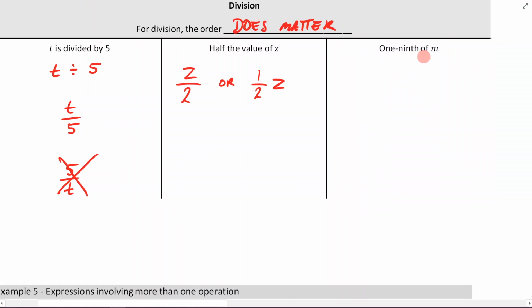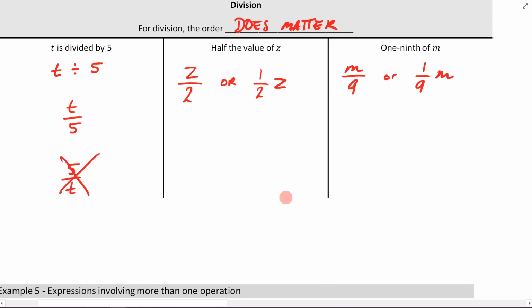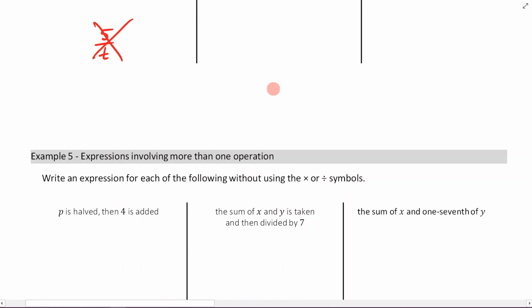And let's come over here, 1/9 of m. So that could be m over 9, or you could say 1/9 times m. They both give you the same answer. So whether you're dividing or multiplying by a half or 1/9, you're going to get the same answer there. All right, let's keep on moving.